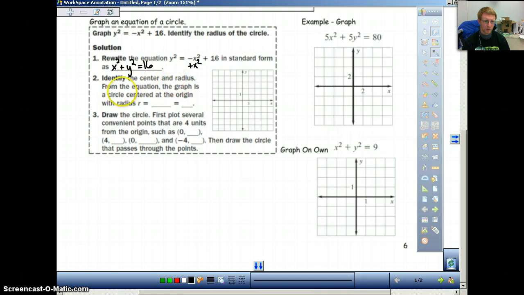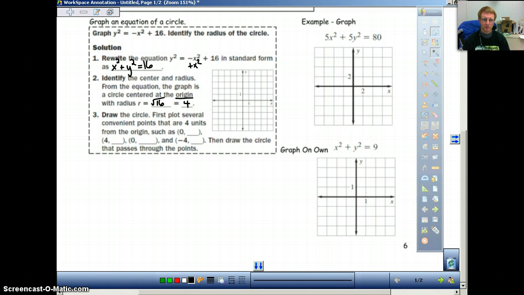From the equation, the graph is a circle centered at the origin. So anything that is x squared plus y squared will always be centered at the origin, always. Unless we change something about the x's and the y's, the origin will always be the center there. Anything that looks like x squared plus y squared is always centered at the origin. And then again, our radius is determined by that. It's the square root of that, so we have square root of 16, which is equal to 4. So our radius is 4.